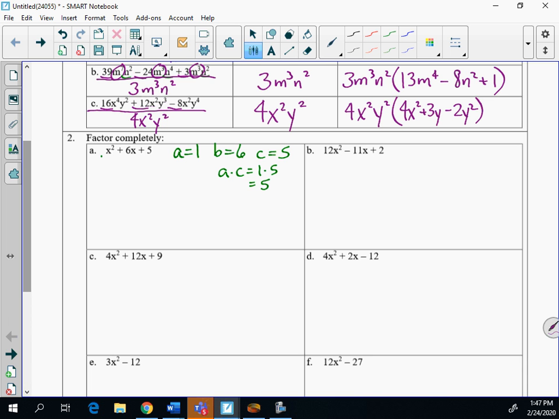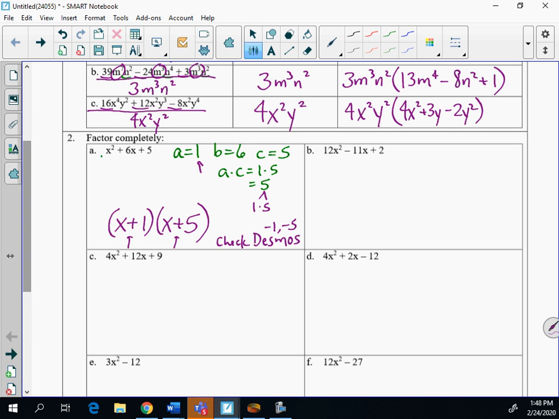We're looking for 2 factors of 5 that will add up to 6, and right away, 1 times 5 will add up to 6. Now remember, because a is 1, I do not need to make the box. I can go straight to x plus 1 times x plus 5, and I'm done. If you check with Desmos, remember that it's going to cross at -1 and -5, which corresponds with changing the sign for the factors.